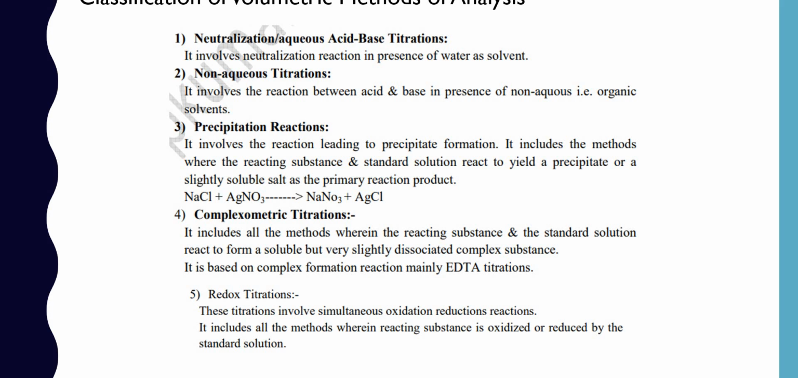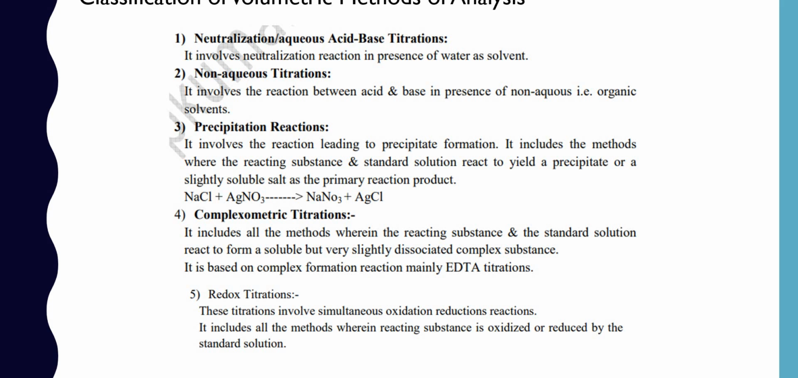Aqueous acid-base titration, or neutralization titration, involves a neutralization reaction in the presence of water as solvent. In non-aqueous titration, the solvent is other than water, that is, organic solvents. The titration which involves a precipitation reaction is the precipitation titration. One example of a precipitation reaction is also given here. Next is complexometric titration, in which complex formation is the basic fundamental involved, and they are also known as EDTA titrations, because EDTA is mainly used as a complexing agent.